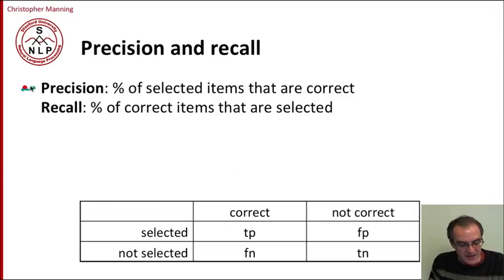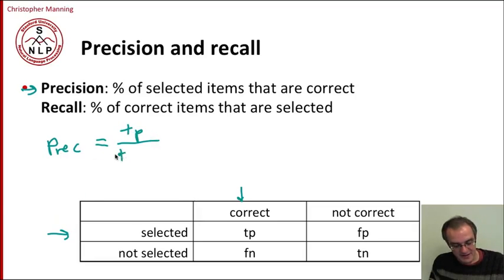So precision tells you of the things that you're selecting, are they the correct things? So precision is saying of the things that you are selecting, which is that row, what percentage of them are correct things, this column. So precision is the number of true positives out of all the things that you selected, the true positives plus the false positives.